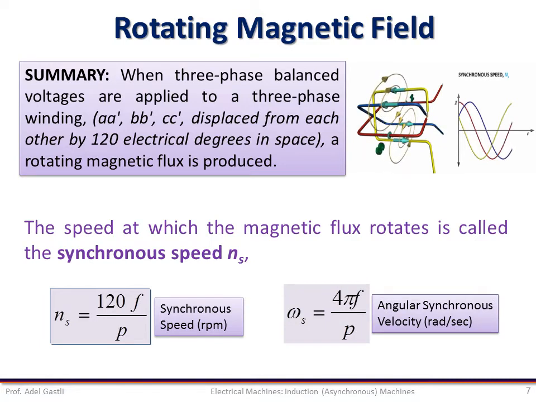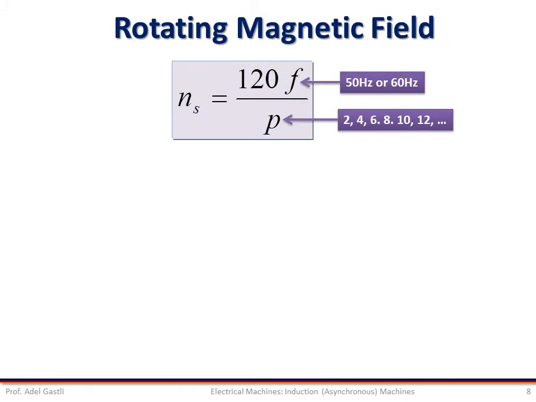This synchronous speed can also be represented by its equivalent angular synchronous velocity expressed in radians per second and defined as omega s equal to 4 pi f divided by p. So as you can notice, the synchronous speed depends on the number of poles and the supply frequency only. Since we have only frequencies of 50 Hz and 60 Hz and discrete even numbers of poles, we'll have discrete values of the synchronous speed.